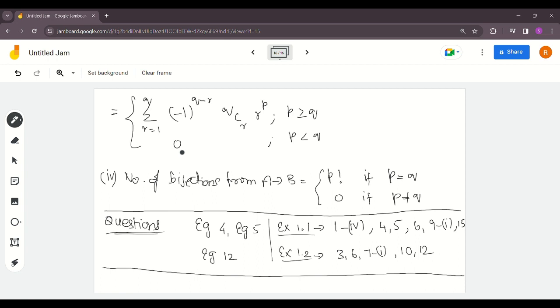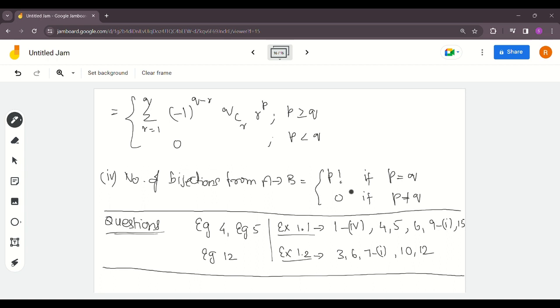Rarely are these types of questions asked. Suppose if they are asking, you have to use this formula. That's all. Next is number of bijections from A to B. Bijections, we already saw, are 1 to 1 and onto. So it is nothing but p factorial if p is equal to q, and 0 if p is not equal to q.